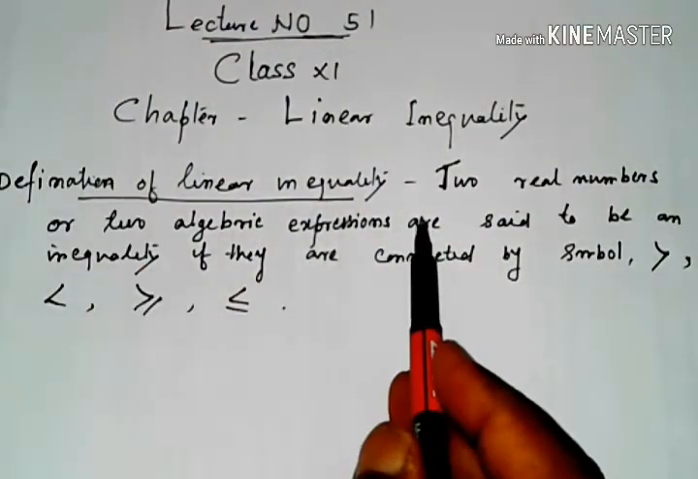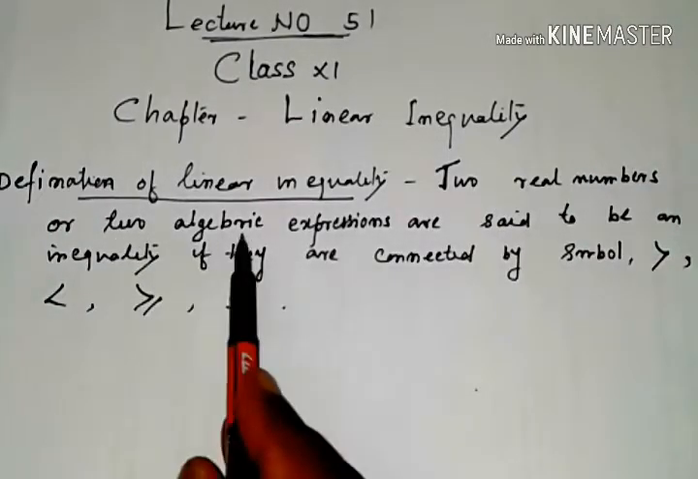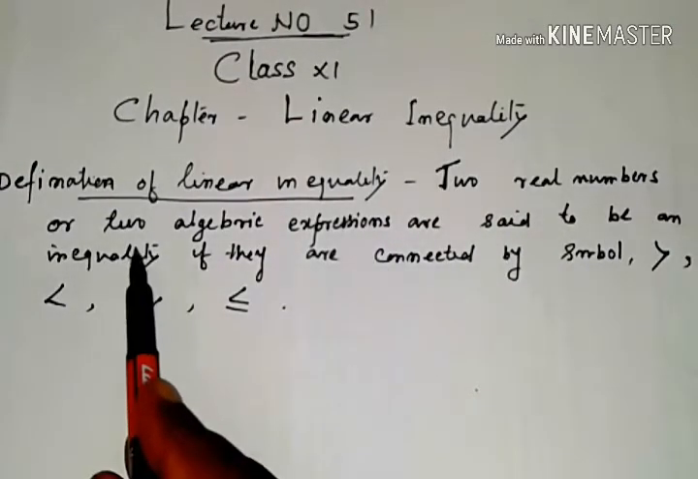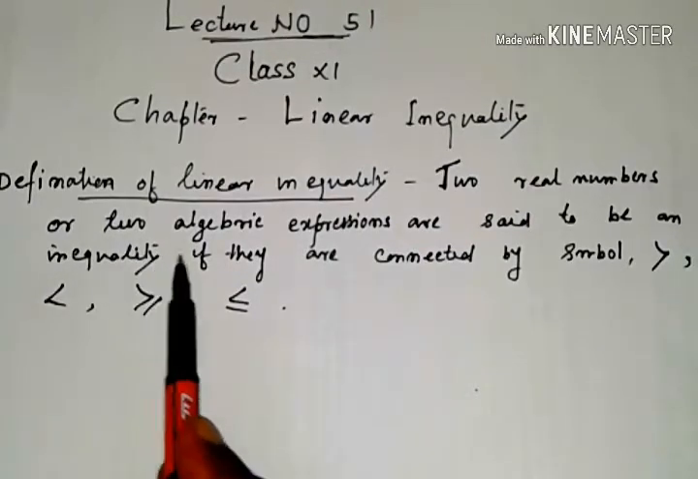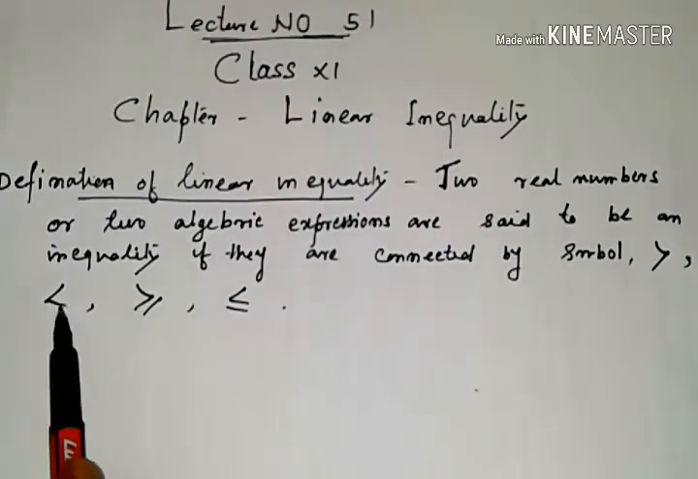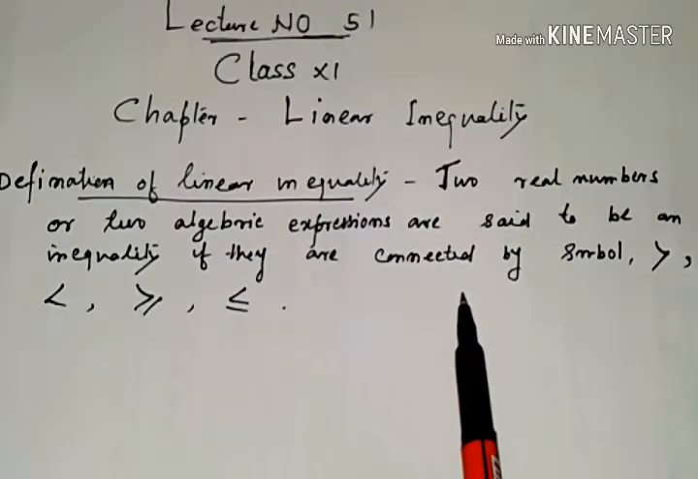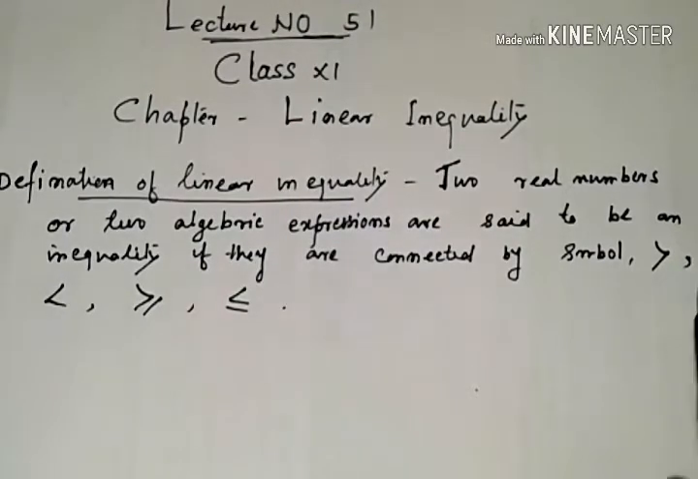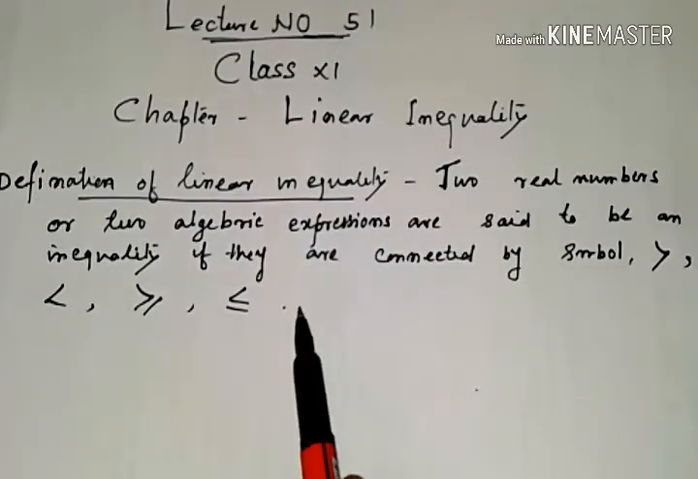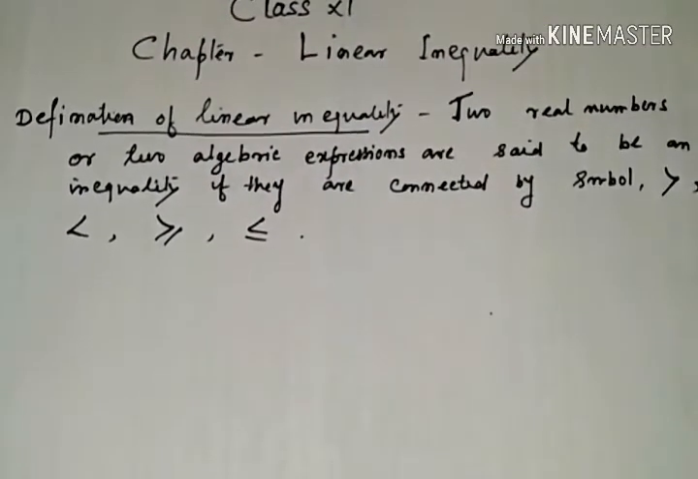Definition of linear inequality: two real numbers or two algebraic expressions are said to form an inequality if they are connected by the symbols greater than, less than, greater than or equal to, less than or equal to. We know that equality is connected by an equation, and inequality is connected by greater than, less than, greater than or equal, or less than or equal. Now let's discuss some properties of inequality.